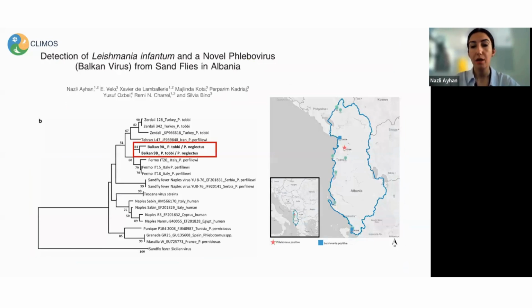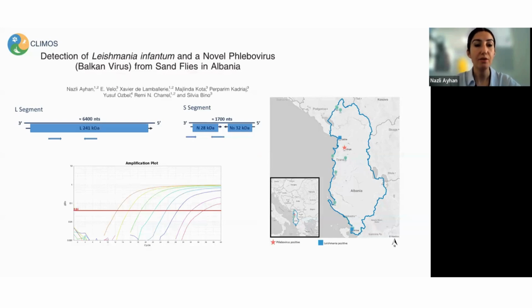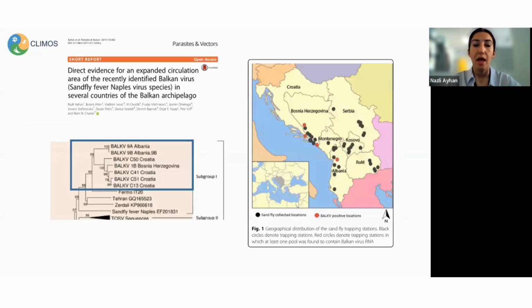Here is another example from the sandflies in Albania. We couldn't manage to isolate it, but we detected a virus called Balkan virus, clustered together with other Naples virus group Phleboviruses. After detecting it, we designed specific real-time primers to screen all the samples collected from different Balkan countries. As a result, we saw that Balkan virus is circulating not only in Albania, but also in Bosnia-Herzegovina and Croatia. In the map, the red points represent the virus-positive sandflies.